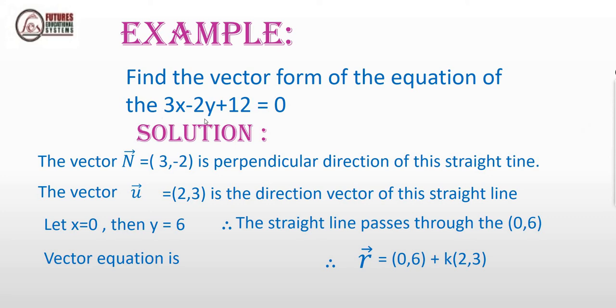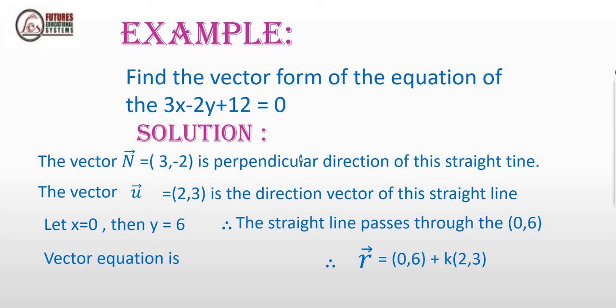Then if we have a Cartesian equation and we want to get the vector form of the equation, we have to get any point lying on this straight line and the direction vector of it. For any point, replace x and put 0 instead of it, and get a point like (0, 6). Or replace y and put 0, to get any point belonging to the straight line. Point and the direction vector.